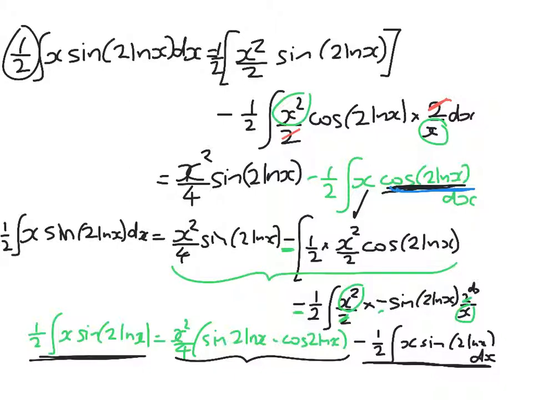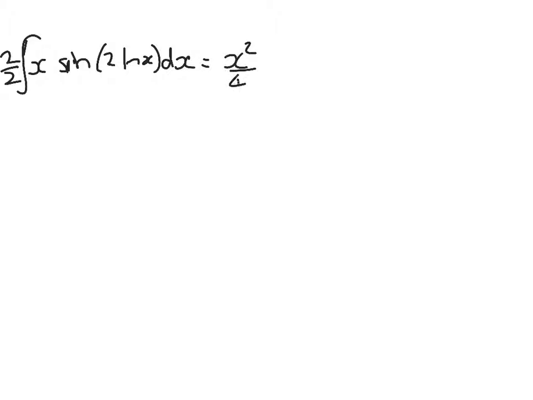So what we've got to do now is just add that last term to both sides. So that gives me 2 over 2 of them, 2 over 2 of the integral of x sine of 2 ln x dx is equal to x squared on 4 times sine 2 log x minus cos of 2 log x. Okay, so we did double integration by parts, and it worked out really, really nicely.